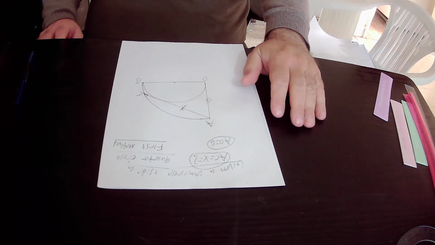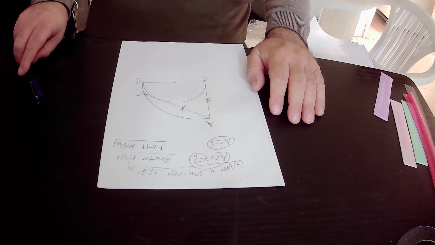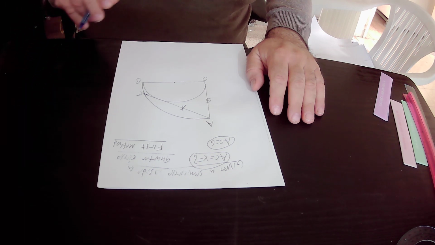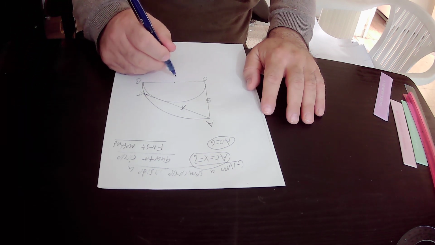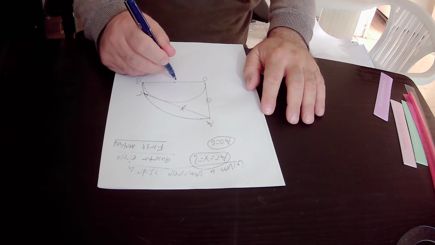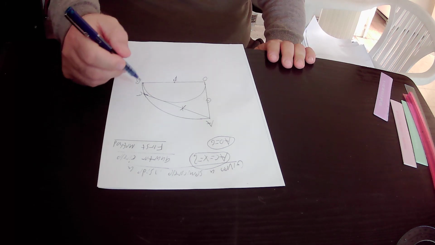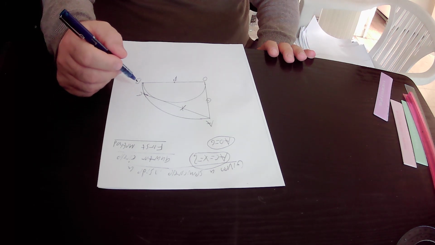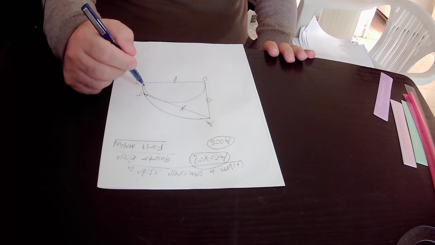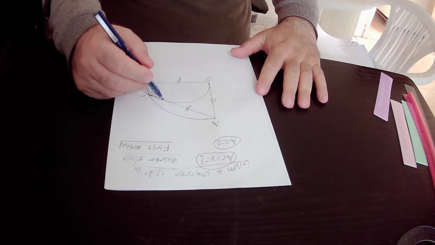we'll define the center of the semicircle as point P, and we'll define the point of tangency of tangent AC with the semicircle as D.